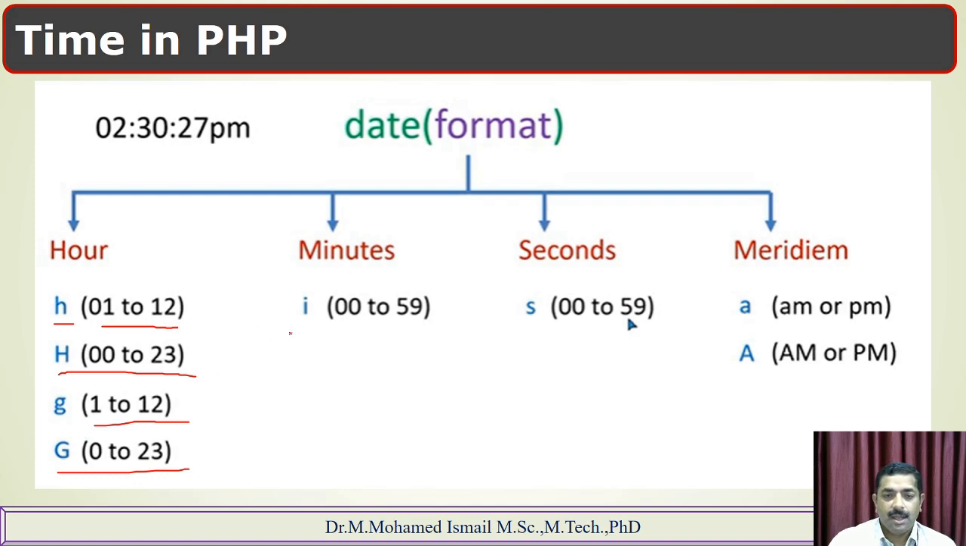So minutes, I, means 0 to 59 format it will come. Small s, 0 to 59 for seconds. Similarly for meridian, small a, AM or PM, it will mention in small letters. Capital A means capital AM or PM it will mention.